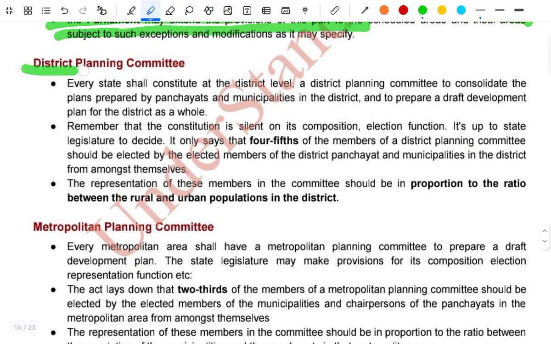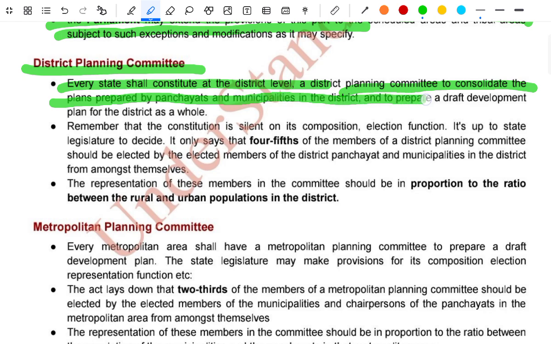District Planning Committee. Every state shall constitute at the district level a district planning committee to consolidate the plans prepared by the panchayats and the municipalities in the district and to prepare the draft development plan for the district as a whole. Remember that the constitution leaves the composition, election and functions to be decided by the state legislature.